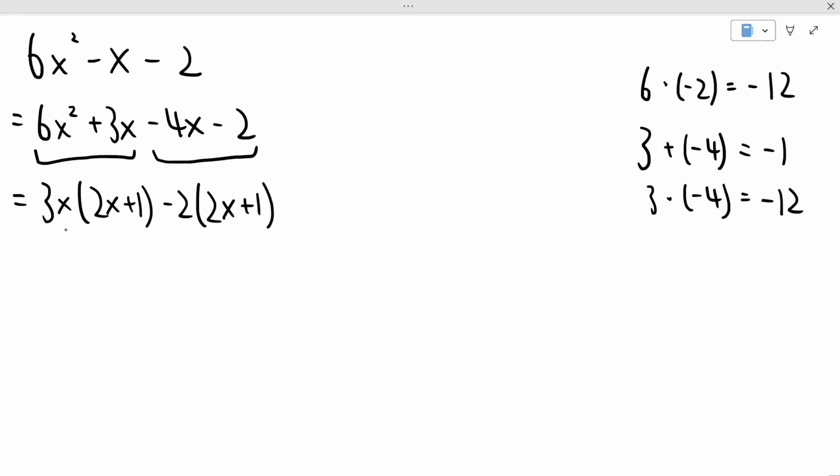So now we can see that both terms have a 2x plus 1 term in common. So we'll take out 2x plus 1 from each term. If we take out 2x plus 1 from the first term, we're left with 3x. And if we do the same with the second term, we're left with minus 2. And this is our final answer.